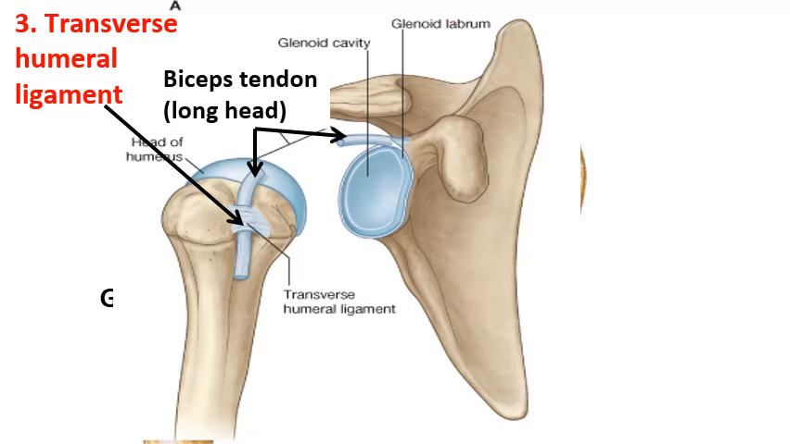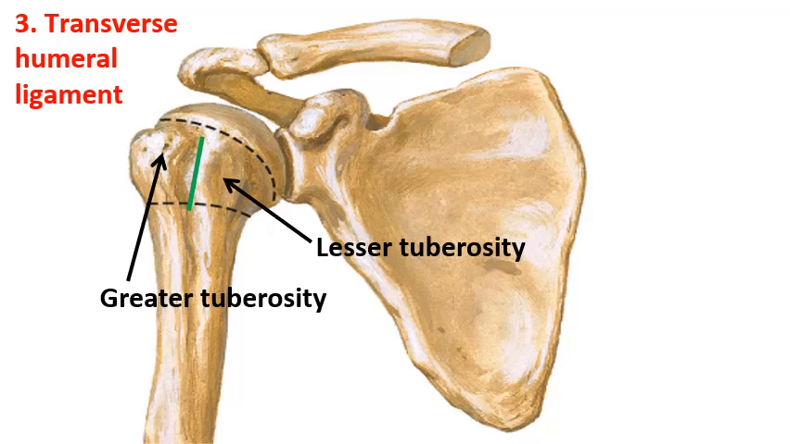The third one is the transverse humeral ligament. It keeps the tendon of the long head of biceps in its position, as you see here. The green line is the tendon of the long head of the biceps. It is placed in the bicipital groove between the greater tuberosity and the lesser tuberosity, so when we want to keep this tendon in its position, there is the transverse humeral ligament to keep it in its position. It extends from the lesser tuberosity to the greater tuberosity, the transverse humeral ligament.